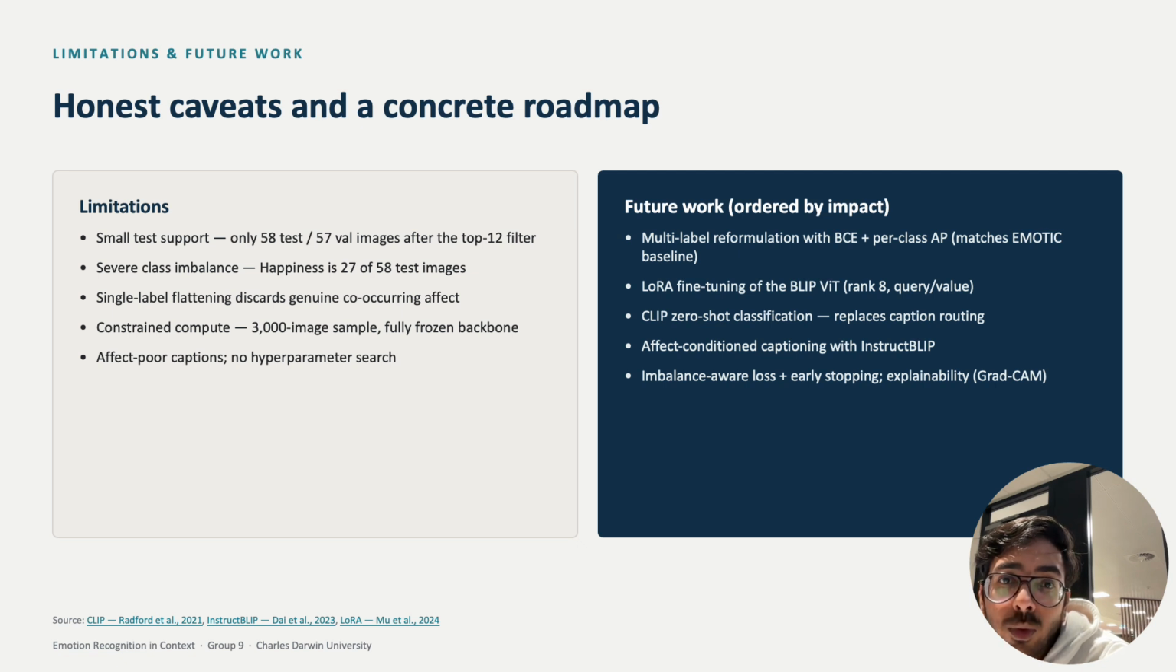The main limitations were the small test set, class imbalance, single-label simplification, and limited GPU resources. For future work, we suggest using the full multi-label EMOTIC setup, applying LoRA fine-tuning to BLIP, trying CLIP zero-shot classification, using InstructBLIP for better emotion-aware captions, and improving imbalance handling. The most important future improvement would be returning to the original multi-label nature of EMOTIC. In real life, one person can show more than one emotion at the same time, so a multi-label setup would be more realistic than forcing every image into only one label.